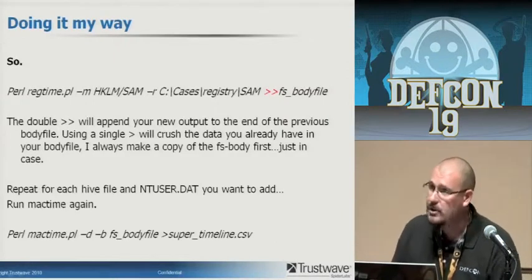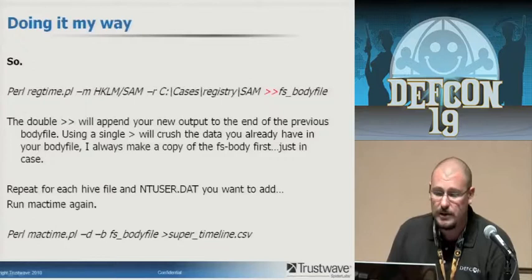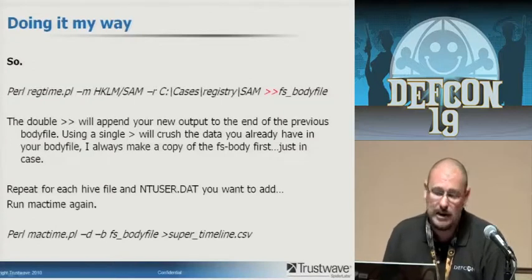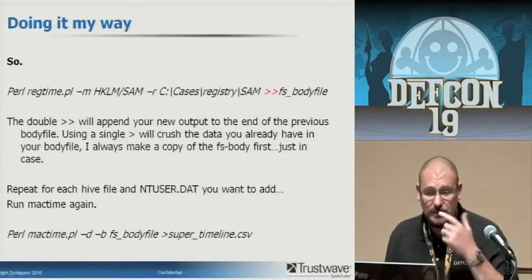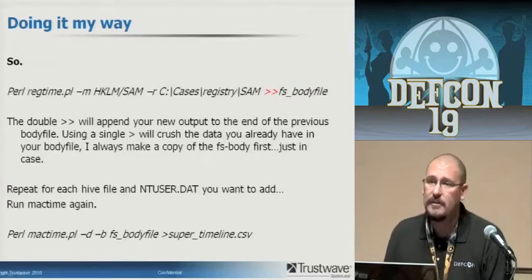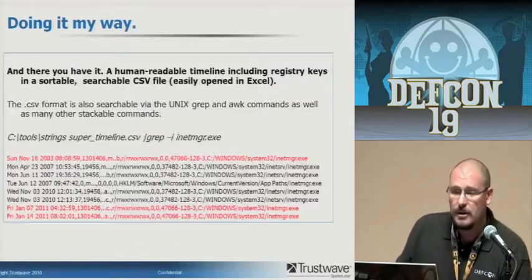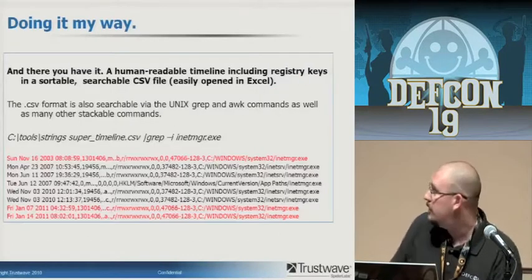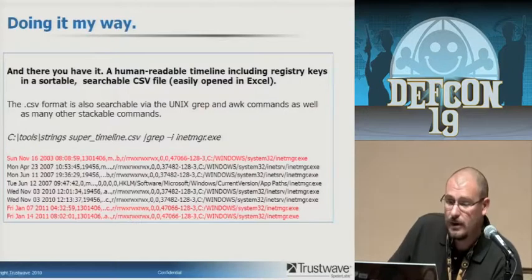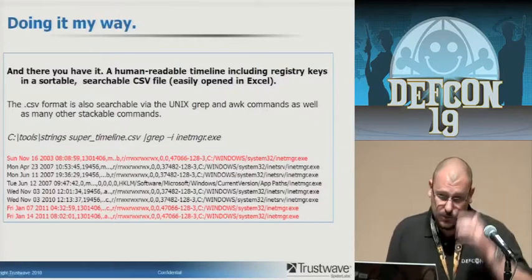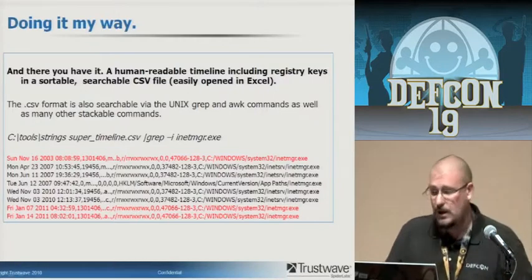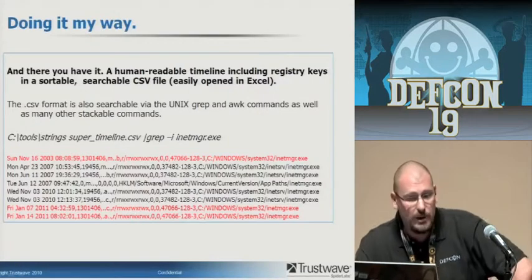You repeat that for each of the hive files that you want to add, the ntuser.dat files you want to add, and you run mactime again. And that's pretty much it. Mactime.pl, point it at your body file, spit it out to a super timeline. Here's a nice example of what it actually looks like in text when you do a grep search against this. And it's actually got a really nice format.